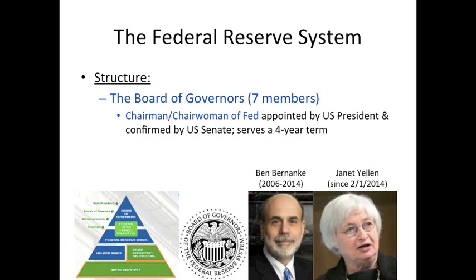While the structure of the Fed is shaped like a pyramid, it's really just important to know that at the top of that pyramid, which is the Board of Governors, there are 7 members that are appointed by the President and confirmed by the Senate. The one that you hear most often about, of course, is the chairman or chairwoman of the Fed. Currently, that's Janet Yellen, the first woman to hold that position, and she was appointed by President Obama and approved by the Senate back in February of 2014.